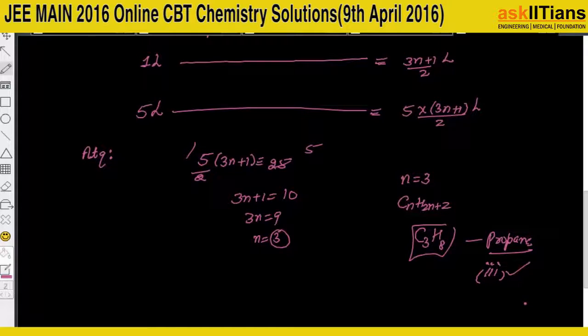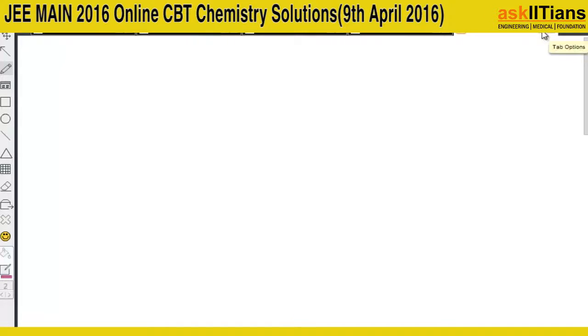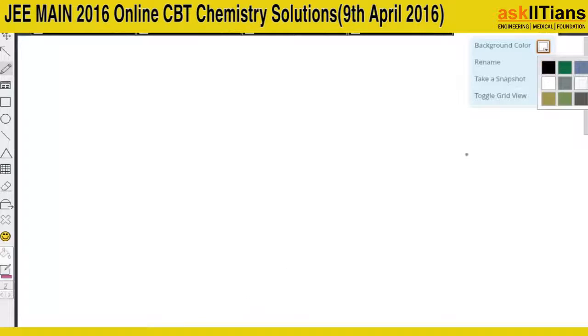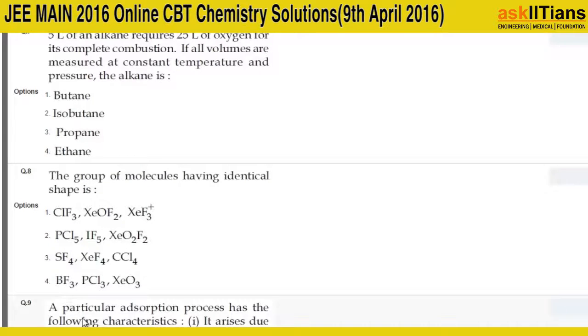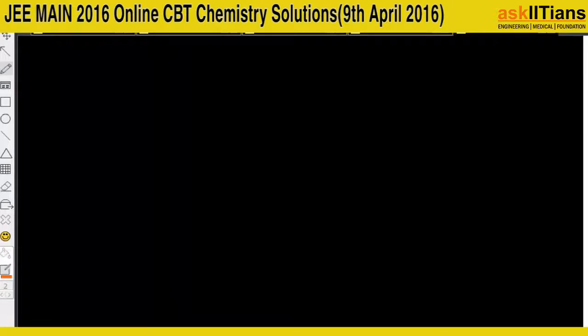Now students, having done with question number 7, it's a time when we should come over to question number 8. So let us start over with question number 8. Now what is said in this question number 8 is, it says that the group of molecules having identical shape is. So this is question number 8 and you need to basically approach the molecules which are having identical shape.